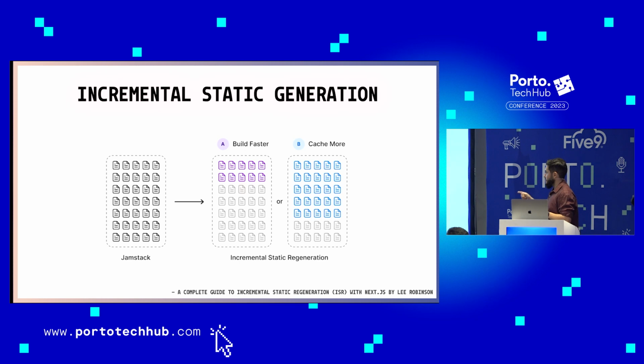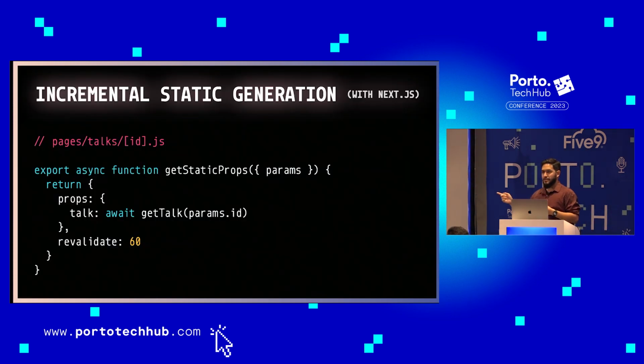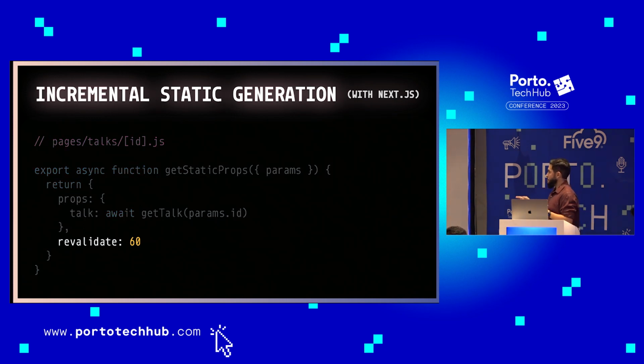So here is basically the advantage of ISR. You can go with either A or B, where you can opt in for faster build times, or more caching. We're going to see this full flow. With Next, this was shipped with this revalidate option. So here, by doing this in getStaticProps, Next will attempt to regenerate a page either when a new request comes in or at most every 16 seconds.